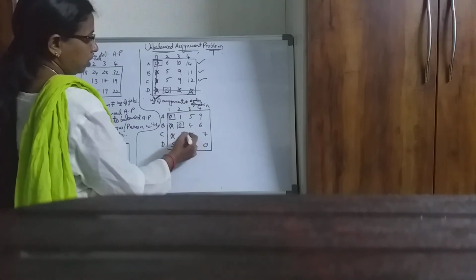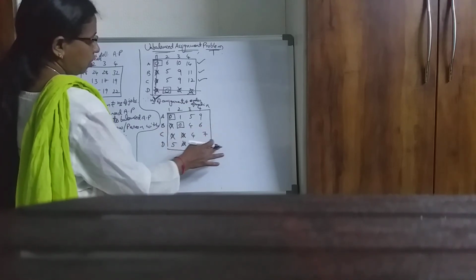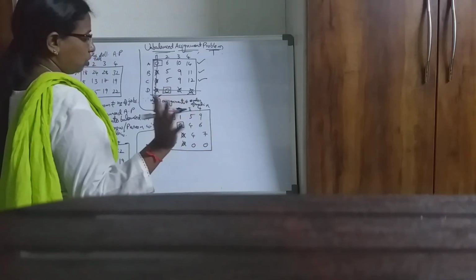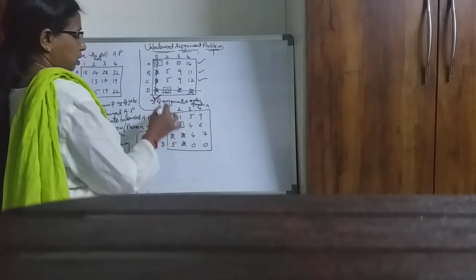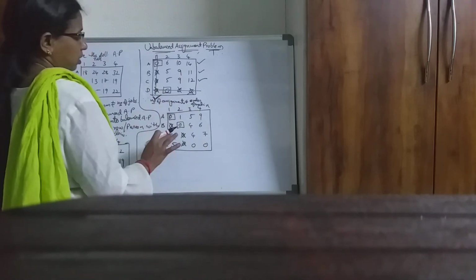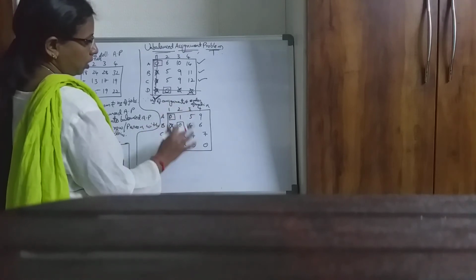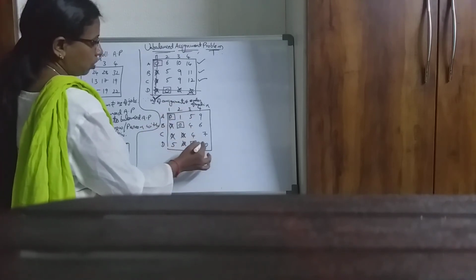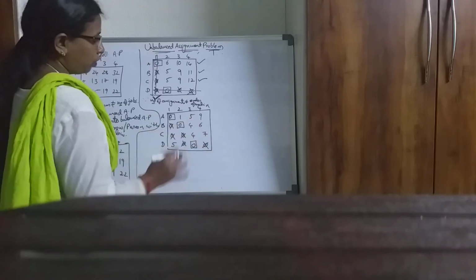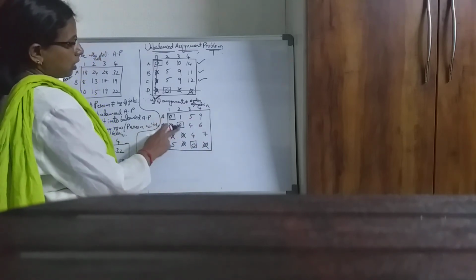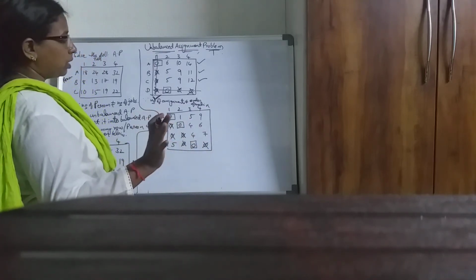Third row you don't have any single zero. Fourth row also you have 2 zeros, so don't make an assignment. Come column wise. First column you have 1, you already made it. Second column is also there. Third column you have only 1 zero. Make an assignment and cross off all other zeros in that row. Now again the number of assignments is not equal to the order of the matrix.